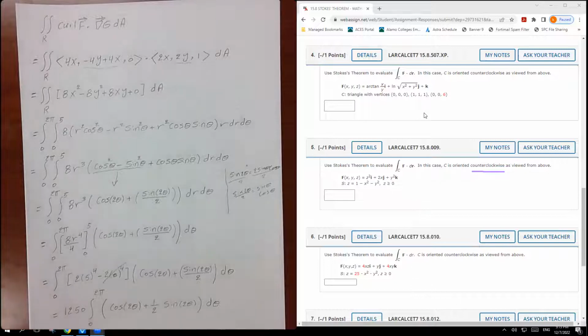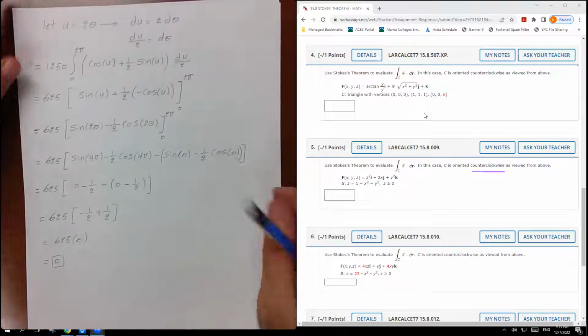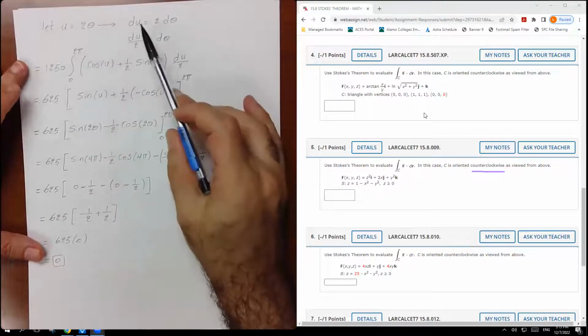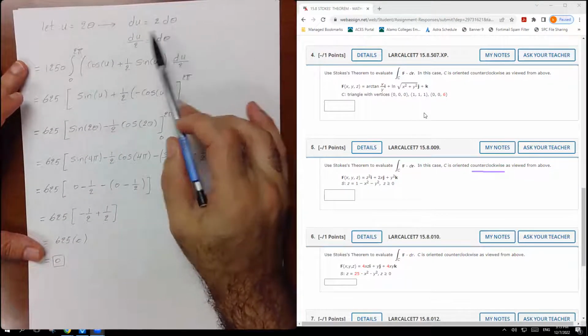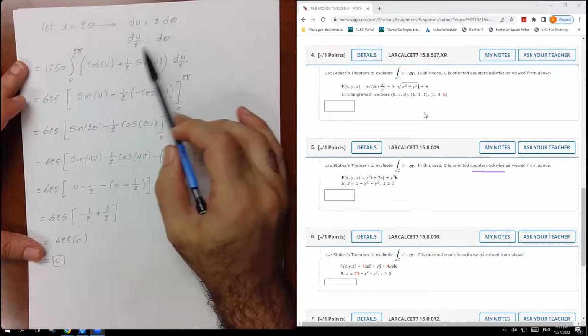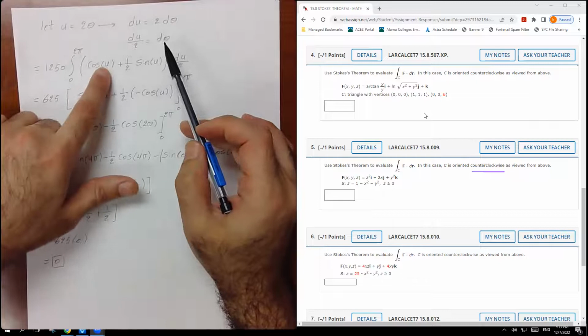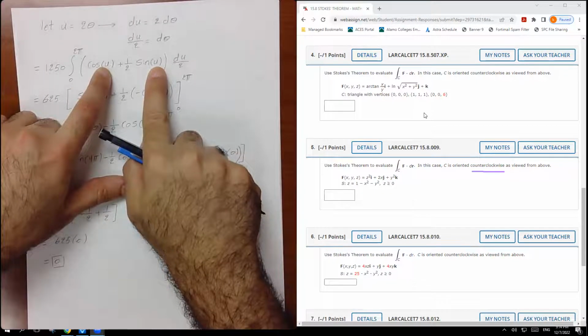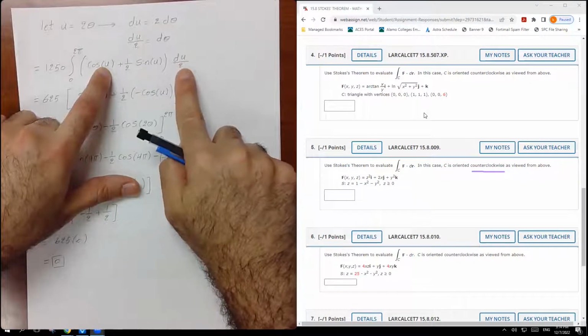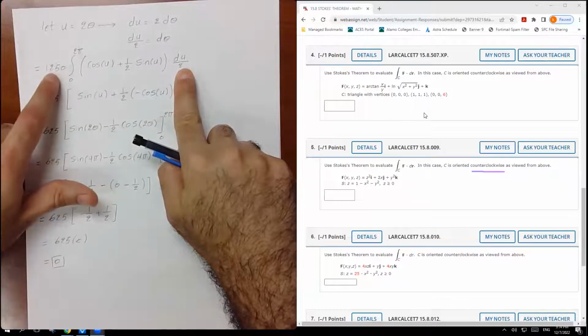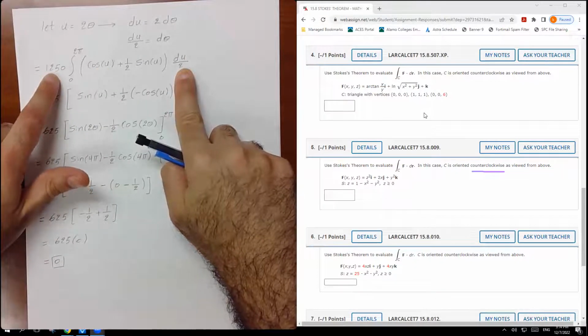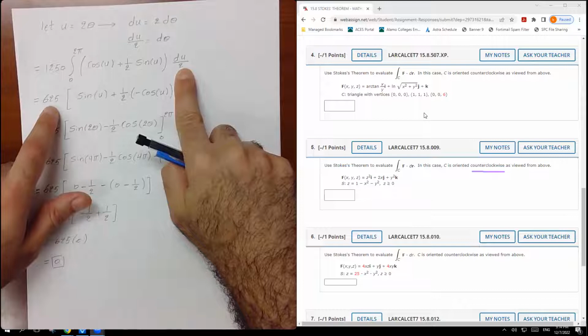That means du is going to be 2 d theta, divide both sides by 2. So d theta is going to be du over 2. So plug in the u here, plug in the u here instead of 2 theta, and d theta is going to be du over 2. Take the 2 out. So 1250 divided by 2 is going to be 625.